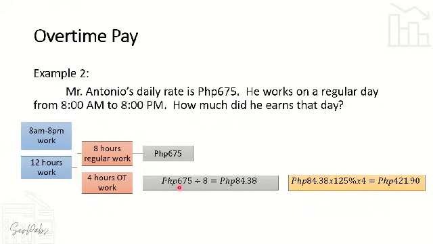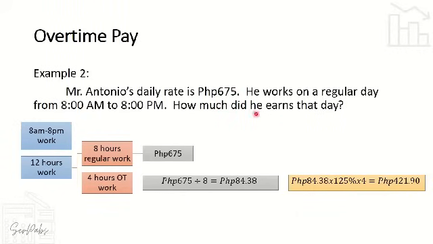Kung binabayaran siya sa buong araw ng 675, sumusweldo siya ng 84.38 per hour. Diba? So, sa bawat oras, sumusweldo siya ng 84.38 pesos. So, ito yung hourly rate natin. So, from that hourly rate, imumultiply yan sa 125% saka kung ilang oras pa siya nagtrabaho. So, 125% times 84.38 times 4. 4 hours yung overtime niya. So, 421.90 pesos. Okay, so yung 675, ito yung regular rate niya. Yung 421.90, ito yung kanyang overtime pay.